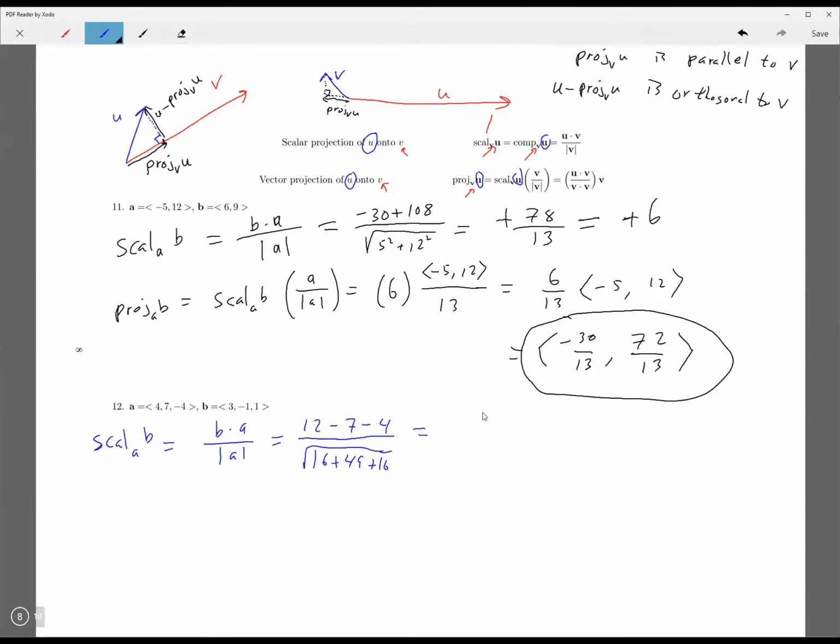Okay, and then the length of A is the square root of 16 plus 49 plus another 16. The numerator, we're just gonna have a 1. And the denominator, we have the square root of 81. Whoa, that's just gonna be 1/9. Oh, these numbers are being very nice to us. 1/9. And then the vector projection.